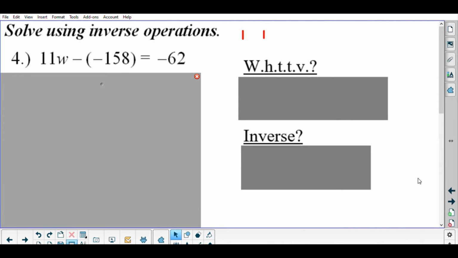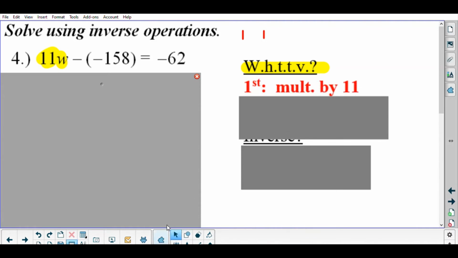Problem number 4. What's happening to the variable? Now, you'll have to write these questions off to the side. I did give you room. So write this off to the side. You can abbreviate. What's happening to the variable? Well, the variable is w, and we see this 11 right next to it. That means the variable is being multiplied by 11. But there's more. It's also being subtracted by negative 158.